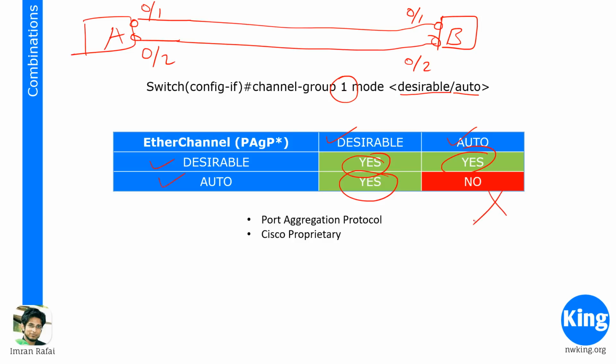So the only thing that you need to remember is, if you want a port channel to come up in PAgP, one of the sides will have to be desirable, right? So if there is a desirable on either side, the port channel will come up. If both of them are auto, or if desirable is not there on either side, it will not form ether channel. That is how you get PAgP protocol enabled and an ether channel formed, right?